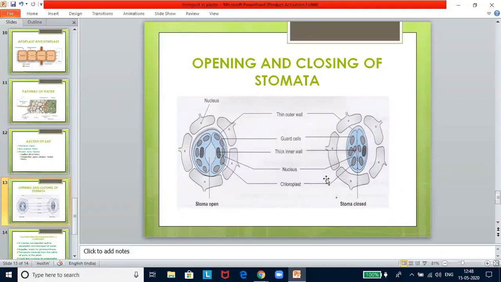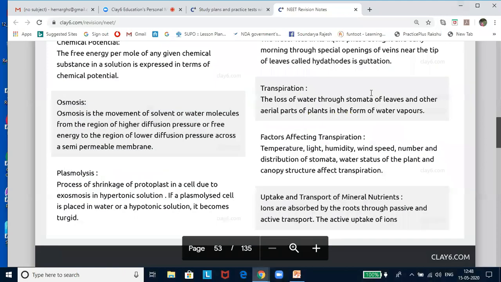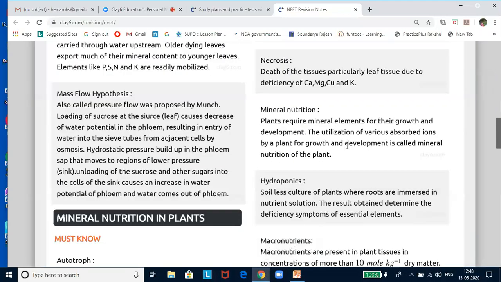An actively photosynthesizing plant has continuous need of water. Now, the evolution of C4 photosynthetic system may be one of the strategies for maximizing the availability of carbon dioxide while minimizing the water loss. So, this is about opening and closing of the stomata. Now, let us look into the last part, that is uptake and transport of mineral nutrients.